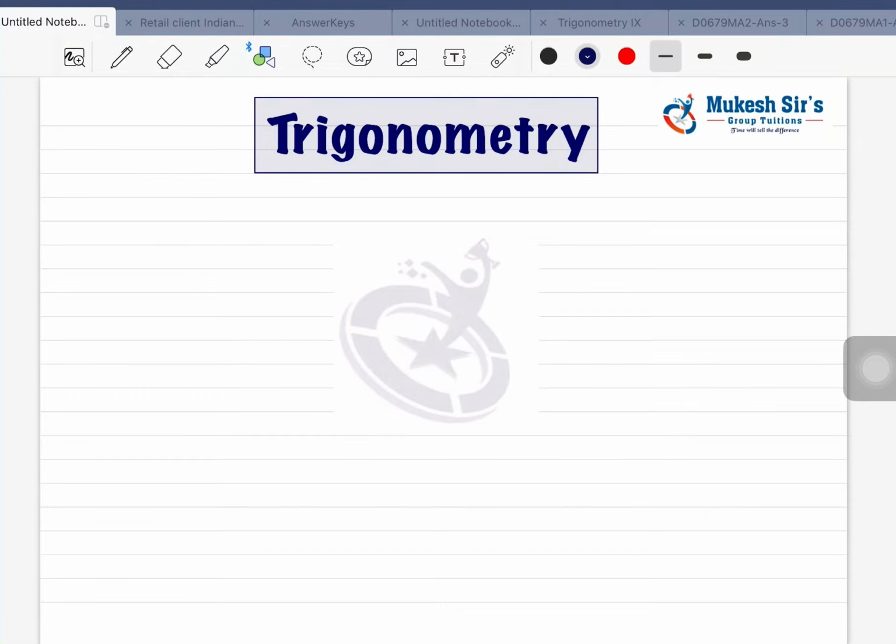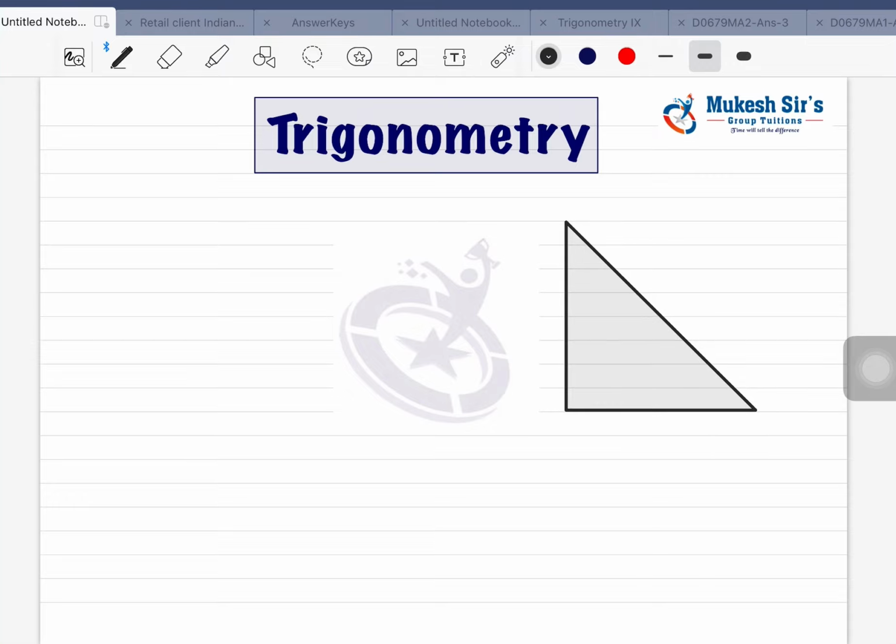Hello students. So here we start with the basic part of trigonometry. This chapter is very important for 9th standard, 10th standard, and then 11th and 12th standard also. So you know very well there is a right angle triangle.